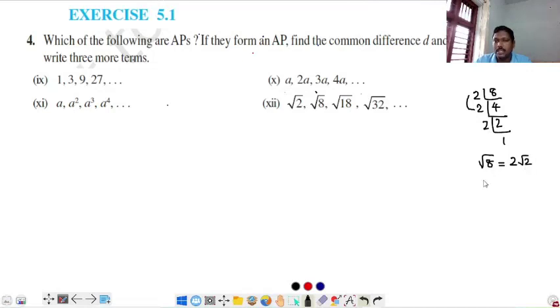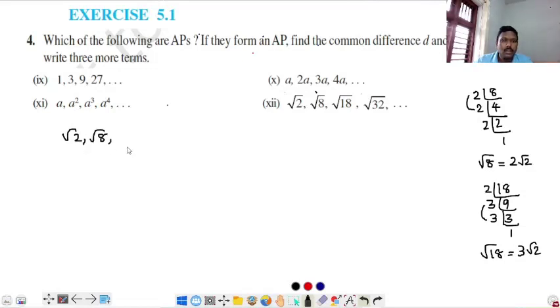Similarly we can write root 18 also. Root 18, you can change like this. 18 you can divide by 2, you will get 9. 9 you can divide by 3, you will get 3. Again dividing by 3 you will get 1. So two threes are there. So root 18 will be 3 root 2. Okay, so root 2, root 8, root 18, root 32 we can change like this.